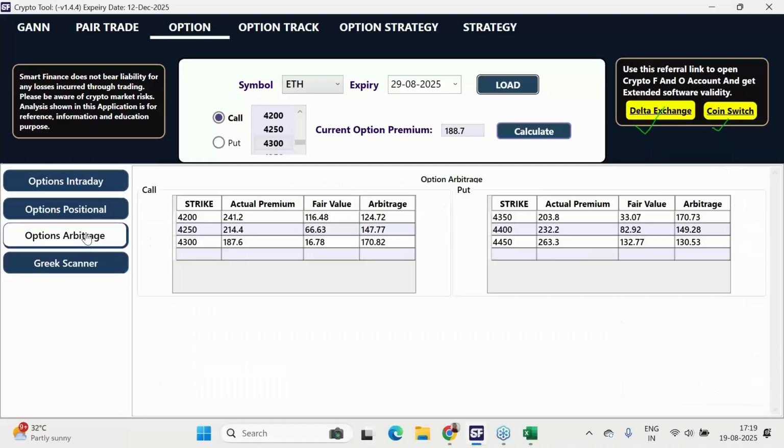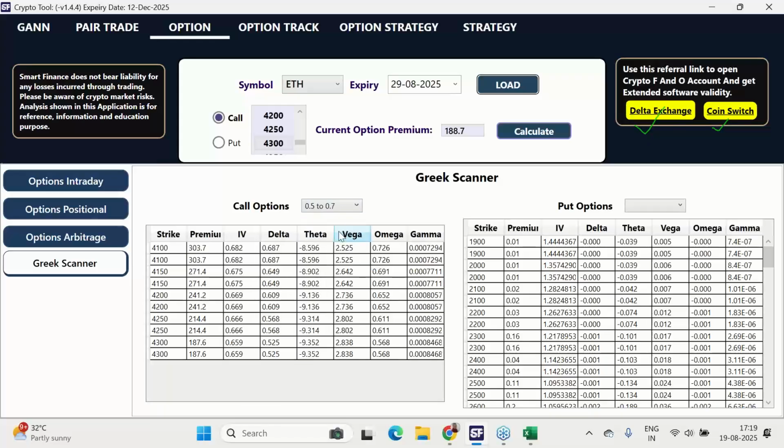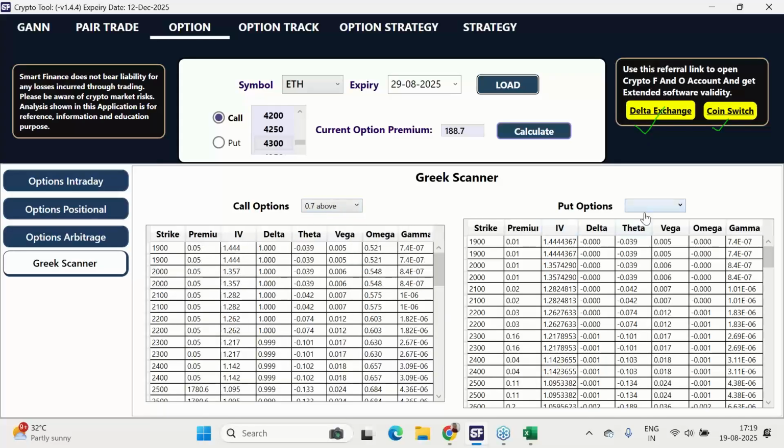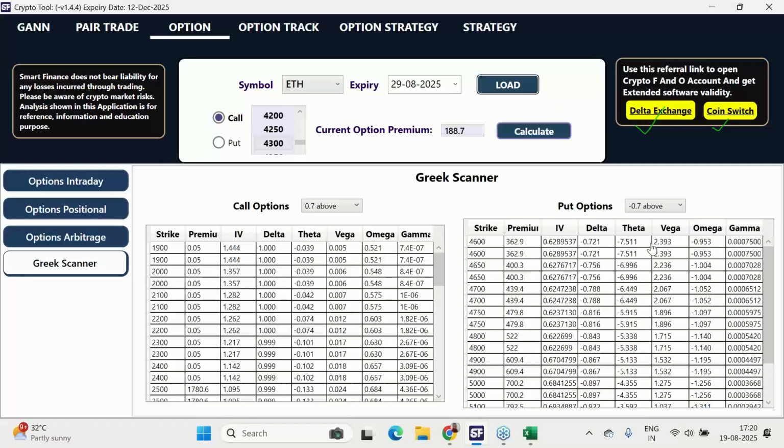Not only that, you have option arbitrage, where you can get the strikes that now have arbitrage opportunities. You can have a Greek scanner also. You can see which strikes have a delta in which range, which put options have the delta in this range, and you can filter it out. So it will be easy for your strategy formation. Besides that, there are many advanced tools.